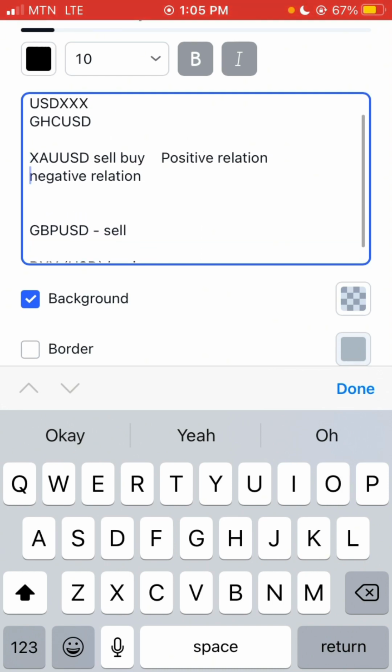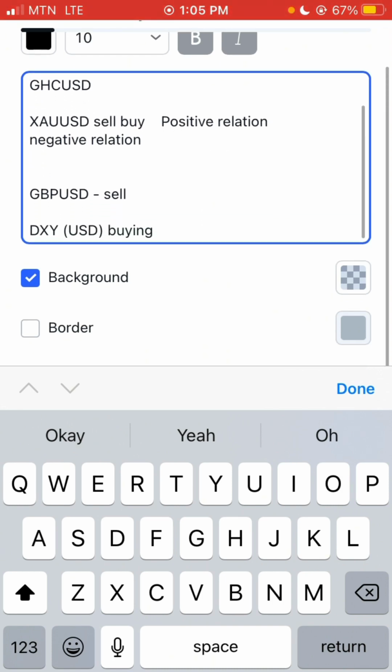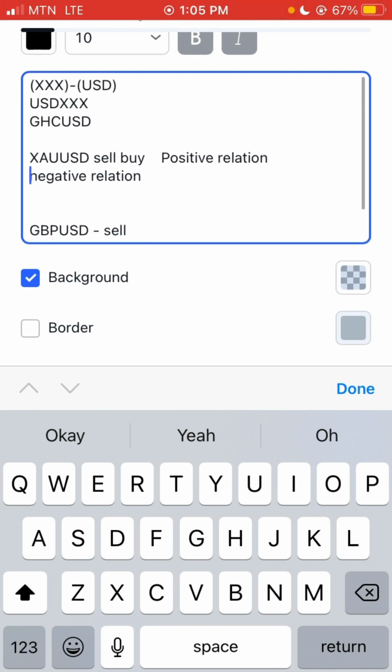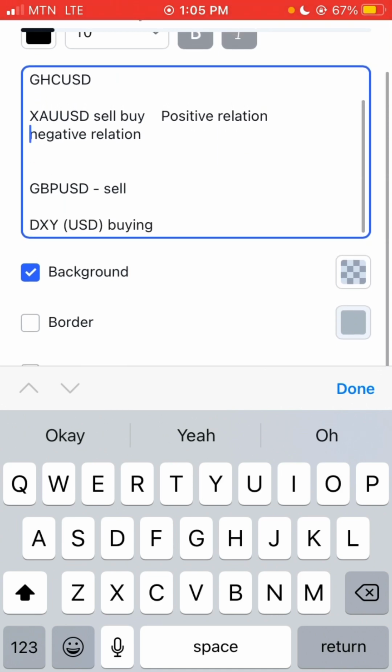Okay, so with this, let me now jump straight to the chart. I hope you understand now the difference between a base currency and a quote currency. We now know that GBP USD has a negative relation with DXY, but with gold it's not always the case. Sometimes it varies, and sometimes you see that it has a positive relation.